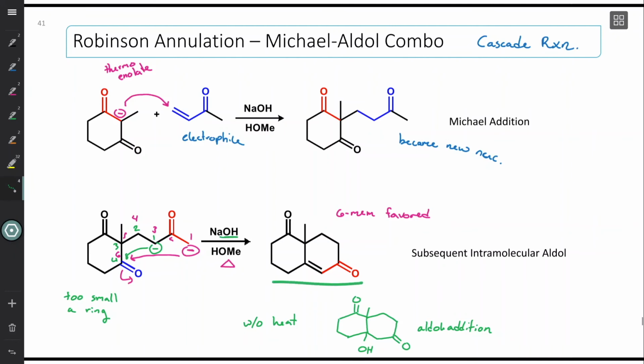Your product in the end, if you want to identify a Robinson annulation product, always has a ring with an alpha-beta unsaturated carbonyl. Okay, so if you see this inside a ring, there's a good chance that it was made by a Robinson annulation reaction.